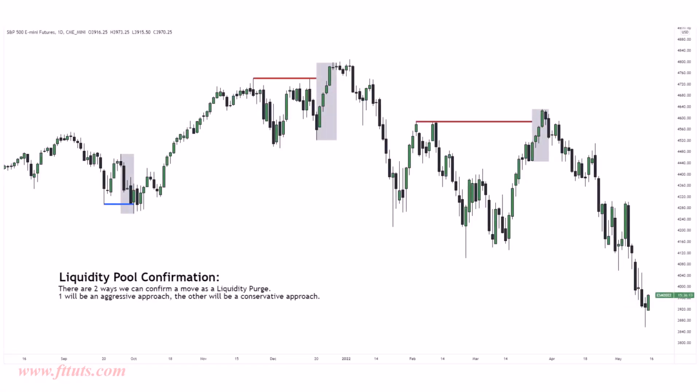So when a liquidity purge happens, how do we confirm that it's actually a liquidity purge? There are two ways: an aggressive approach and a conservative approach. It depends on what style of trading you like. What type of trader are you? Aggressive or conservative? An aggressive trader might have more trades, but the win rate of those trades might be significantly less when compared to someone that's more risk averse and conservative.